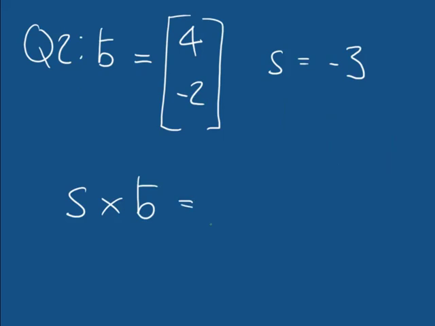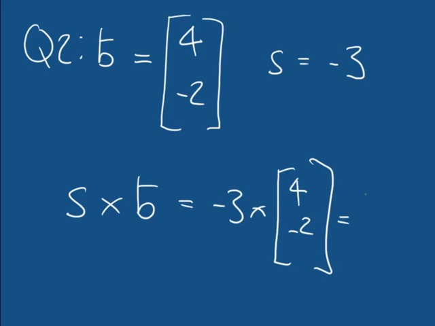Okay, welcome back everyone. So we know s times b is equal to minus 3 times our vector, which is 4, minus 2. And we know that's going to be equal to a vector with two components. The first component is going to be equal to minus 3 times the first component of that vector. That's minus 3 times 4, which is minus 12.